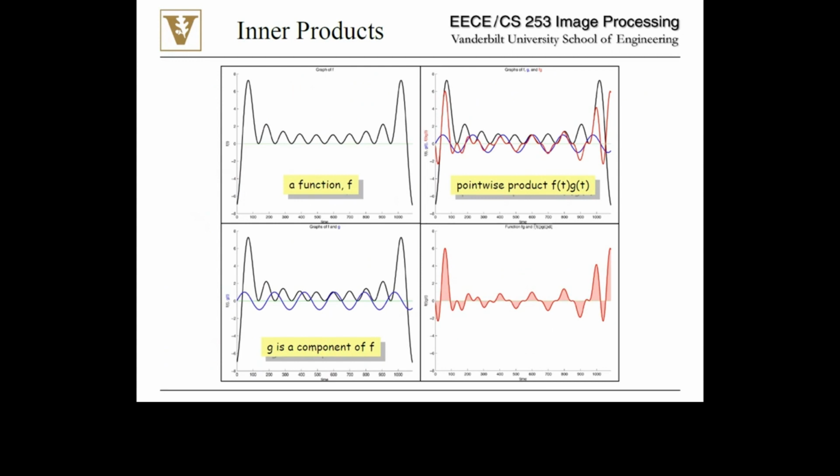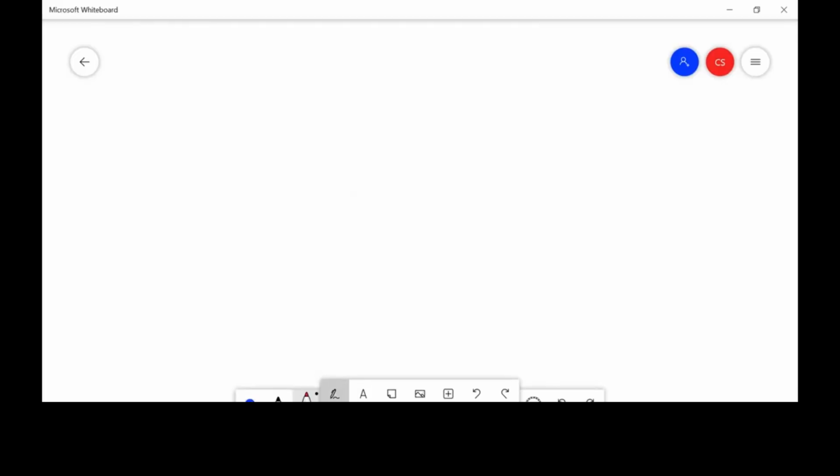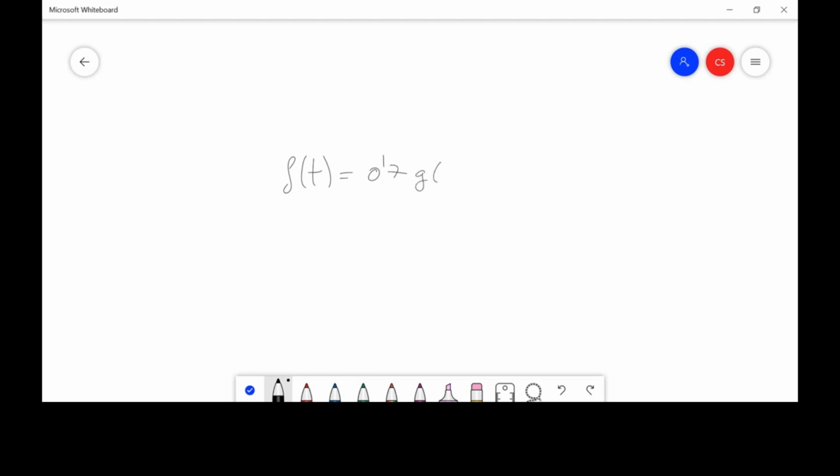Okay, so now you multiply point-wise. This is this red line, and now you compute the integral. And this integral is different from 0. So different from 0. So if I want to compute f of t, it will be some number, I don't know, 0.7. That integral, let's say, is 0.7 times g plus some many other things.